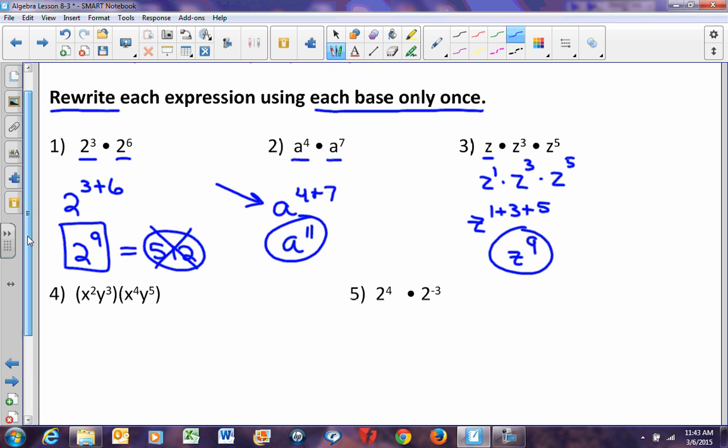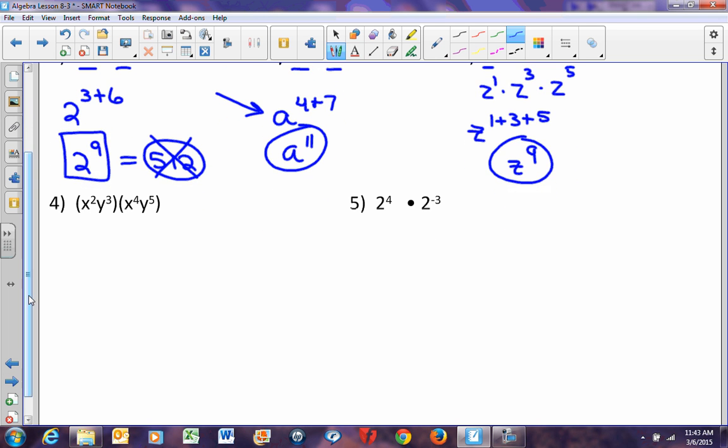We look at problem number 4. Problem number 4 is a bit more complicated. We have x to the second, y to the third, and we're going to multiply that by x to the fourth, y to the fifth. You can only combine the same bases. So I can only combine x's with x's, and then I can only combine y's with y's. So here I'm going to do that. I have x to the 2 plus 4, and then I have y to the 3 plus 5. Since the x's have the same base, I can only add those exponents, and the y's have their same base, I can only add their exponents. So I get x to the 6, y to the 8.